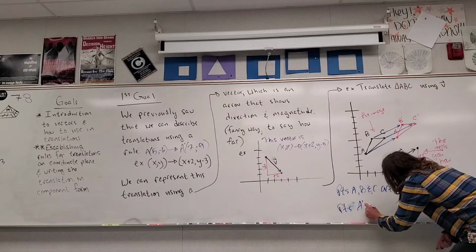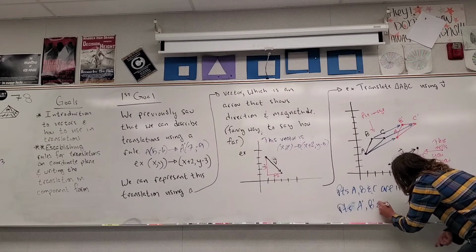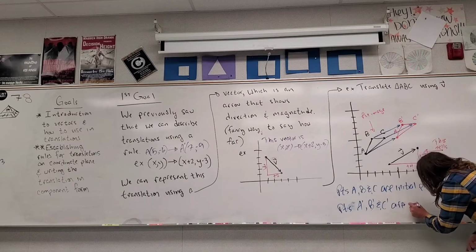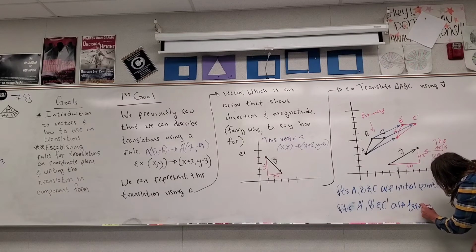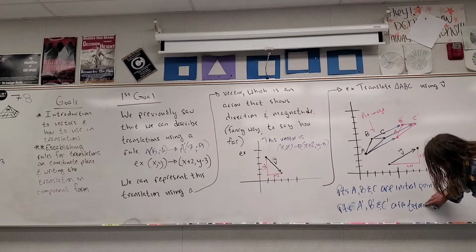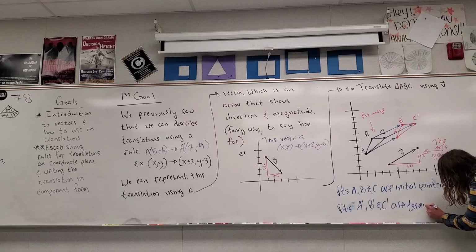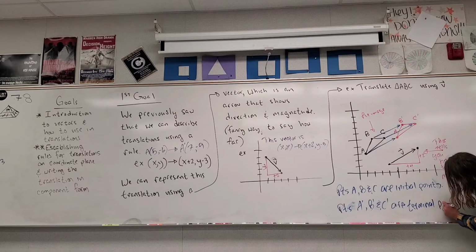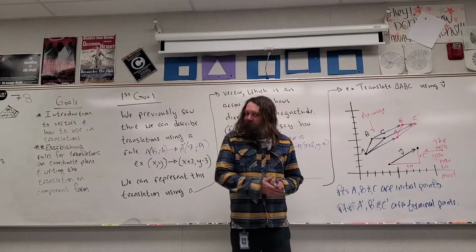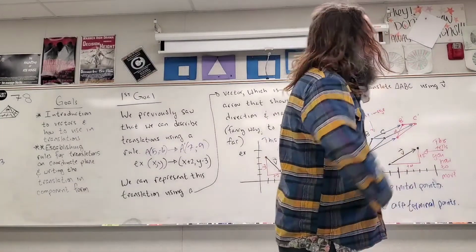Points A prime, B prime, and C prime are what we call terminal, which is a morbid way to say end, right? Okay, so we begin at the initial points, we end at the terminal points, and I don't like that they call where you fly out of terminals. Anyway, that's a personal thing.